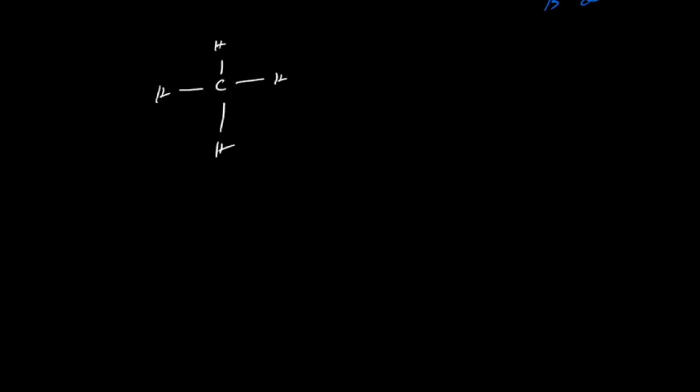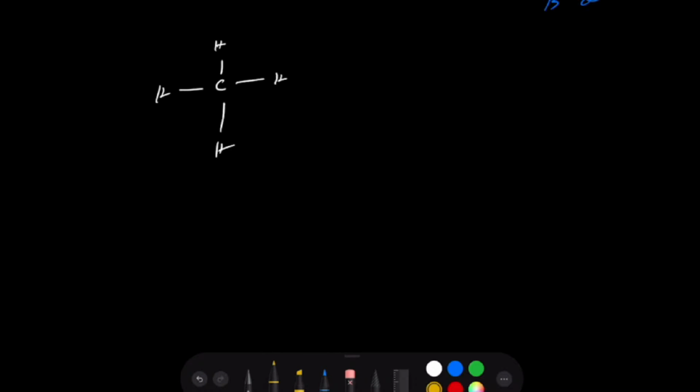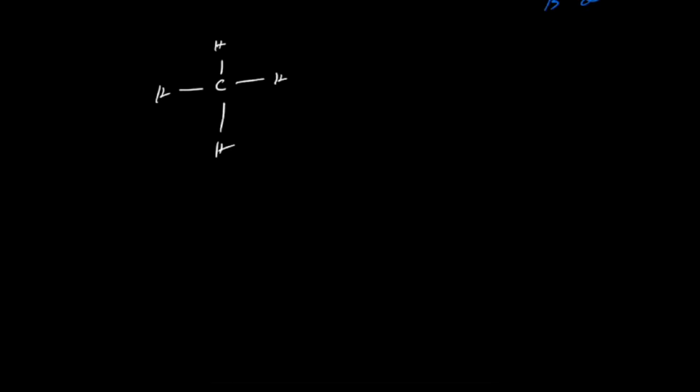So now here you count how many bonds and how many lone pairs are present. Lone pairs are 0 because there are no lone pairs. And how many bonds are there? 1, 2, 3, 4 bonds. So there are a total of 4 groups attached to it. What are the 4 groups? 4 bond pairs. So hybridization is sp3.